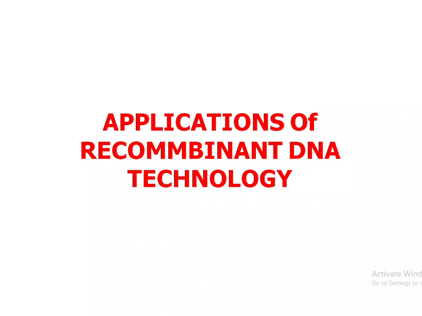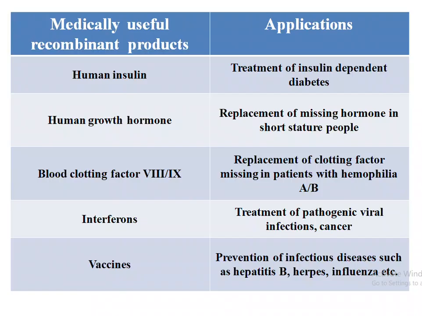Now we will discuss the applications of recombinant DNA technology. There is a wide range of applications of recombinant DNA technology, but here we will discuss its role in the treatment and diagnosis of diseases with genetic basis. The pharmaceutical products synthesized through recombinant DNA technology have completely changed human life. Such products include human insulin, human growth hormone, clotting factors, interferons, and vaccines. There are many more such products produced by recombinant DNA technology.